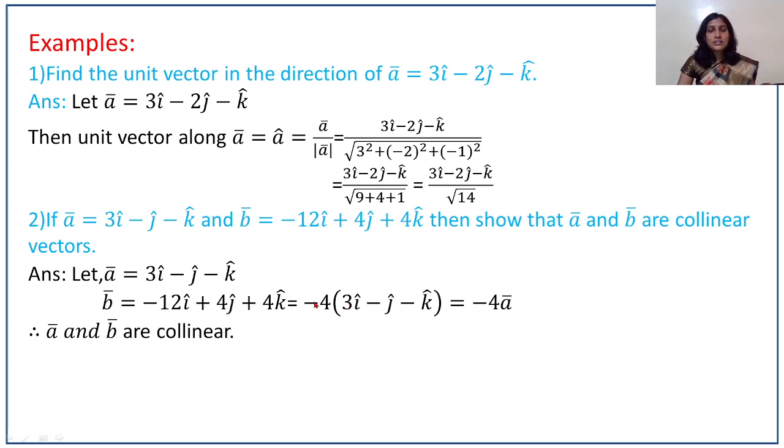If we take minus 4 common from this, then what is this bracket? This bracket is nothing but A bar. So it is minus 4 A bar. That means B bar is equal to minus 4 A bar. That is, one vector is a scalar multiple of the other. That means these two vectors are collinear vectors.